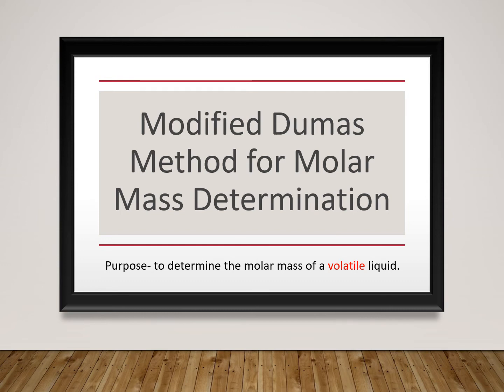This week in lab, we'll be doing the modified Dumas method for molar mass determination. The purpose of this lab is to determine the molar mass of a volatile liquid. Here, volatile means that these liquids can evaporate very easily at room temperature. So they have really low boiling points, and so they'll start to evaporate without any heat added to them.